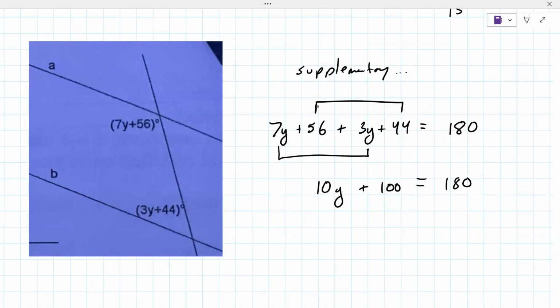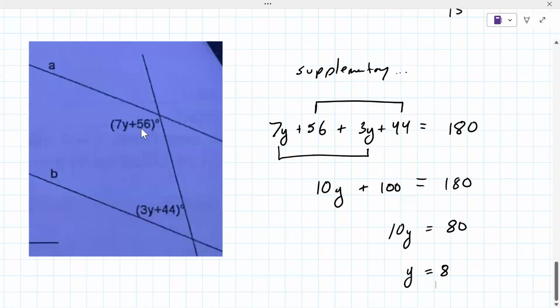And then you start off with subtracting 100 from 180. Good. And then you have 10y equals 80. And then you divide by 10, which is 8. So that's what we would do if we are solving for y, which we are. What's the next thing to do?